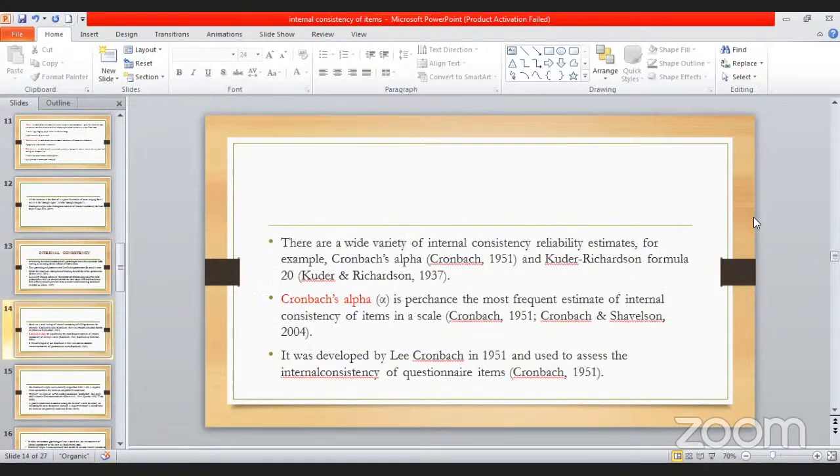Next. So we have to be familiar with the wide variety of measures used to understand internal consistency reliability. We generally use Cronbach's alpha and the Kuder-Richardson formula. Cronbach's alpha, represented by alpha, is the most frequent estimate of internal consistency of items in a scale. It was developed by Lee Cronbach in 1951 and it is used to assess the internal consistency of questionnaire items.